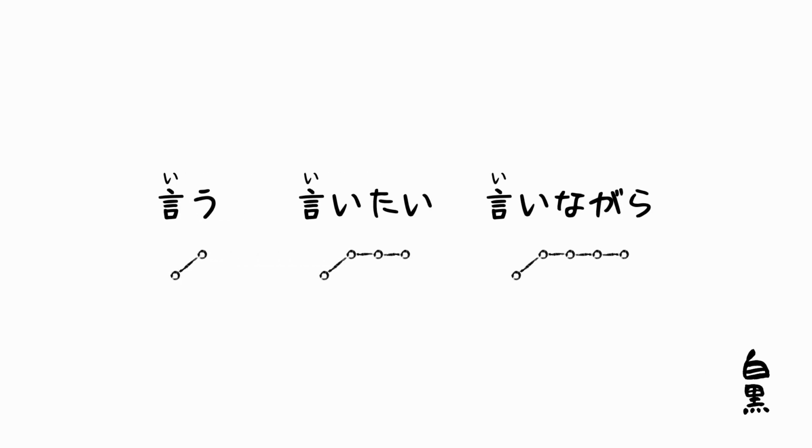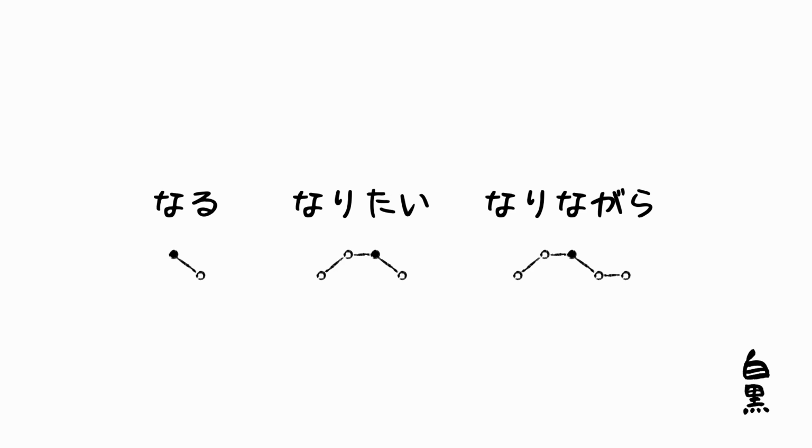The conjectural auxiliary verb そう is a typical agent-type dependent word that attaches to the 連用形. For example, 言う becomes 言いそう, but なる becomes なりそう. In addition, the auxiliary verb たい and the conjunctive particle ながら are also agent type. For example, 言う becomes 言いたい and 言いながら, but なる becomes なりたい and なりながら.